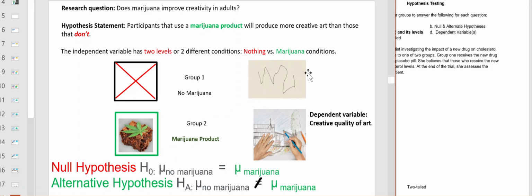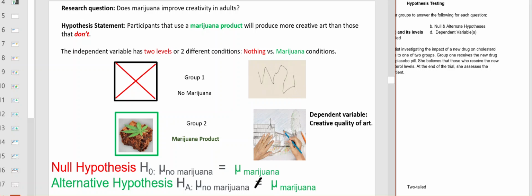And what we are measuring is their creative output. In this form of creative output, we're looking at their artistic ability. So because of this manipulation, we want to see if they will have more creative art than the group that does not receive the manipulation.